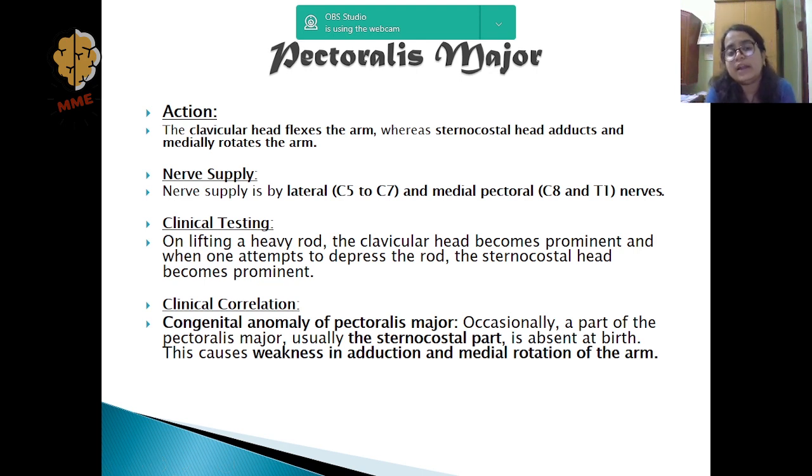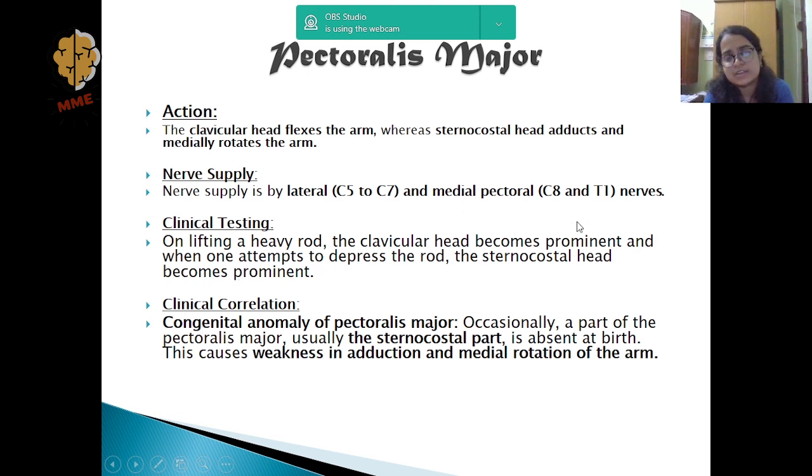Nerve supply. I think nerves of the upper limb will be taken in a separate class, where you will see that all the major nerve supply of the upper limb muscles comes from nerves of the brachial plexus. It is very important for you to understand the brachial plexus for all the nerve supplies. Here the nerve supply is by the lateral and medial pectoral nerves. The lateral pectoral nerve arises from the lateral cord of the brachial plexus, whereas the medial pectoral nerve arises from the medial cord.